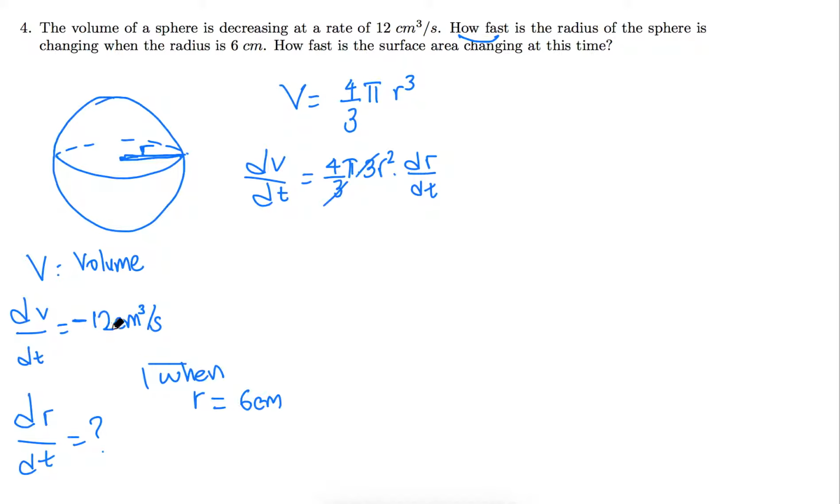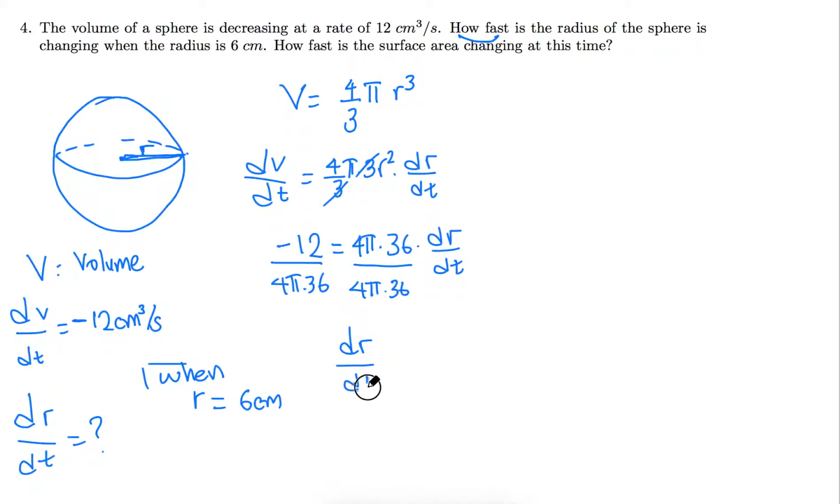Let's go ahead and plug in the information we know. dV over dt is negative 12 equals 4 pi times r squared. r is 6, so 36 times dr over dt. Divide both sides by 4 pi times 36. And we get dr over dt equals negative 1 over 12 pi. Units for this are centimeters for the radius, seconds for time, so centimeters per second. So that's our dr over dt. So that's the answer for the first part.